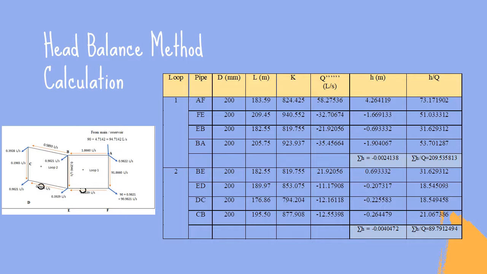Next, we determine the head balance method calculation. This is our HPM table. We have to determine the delta H and delta Q is equal to 0. So after 7 iterations, we got the delta H and delta Q is equal to 0.